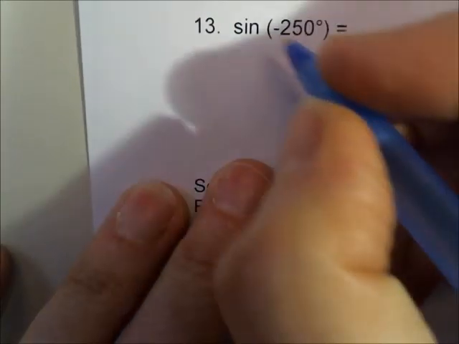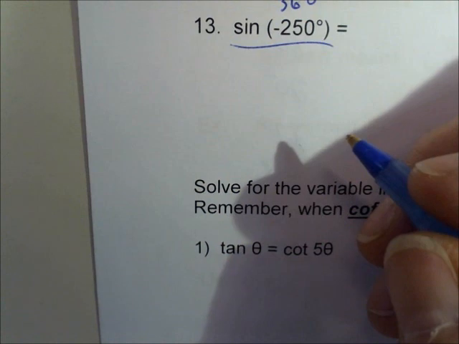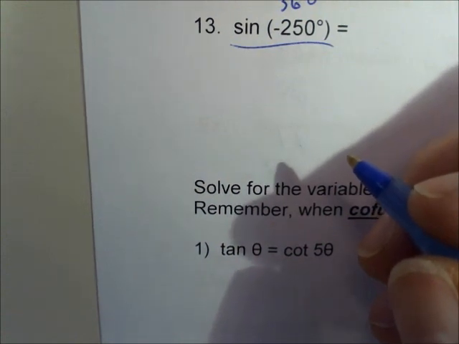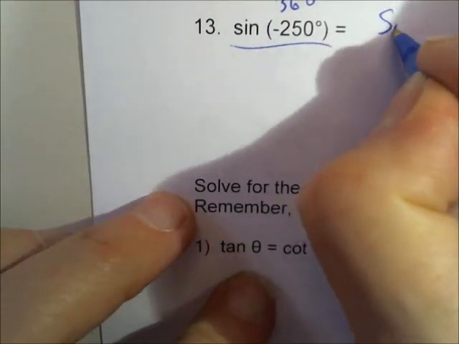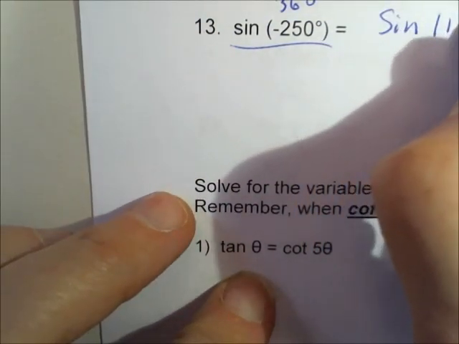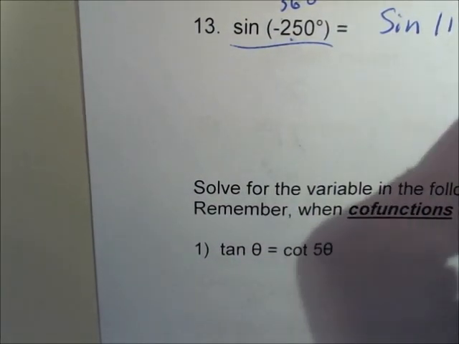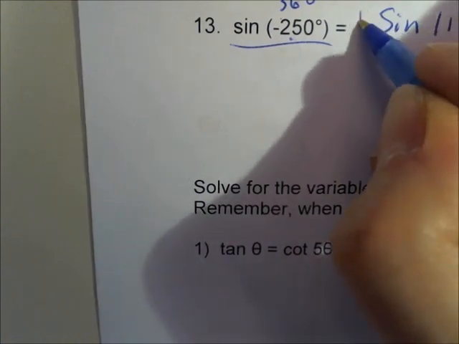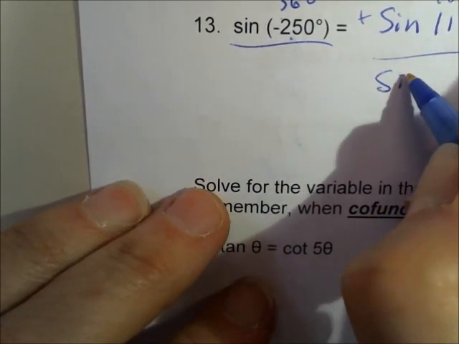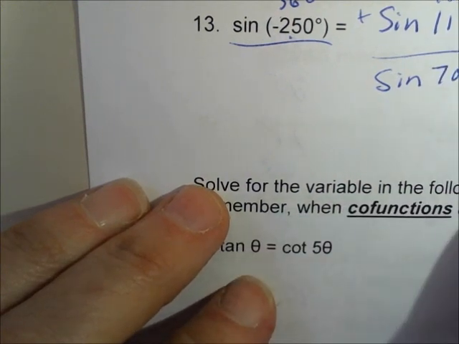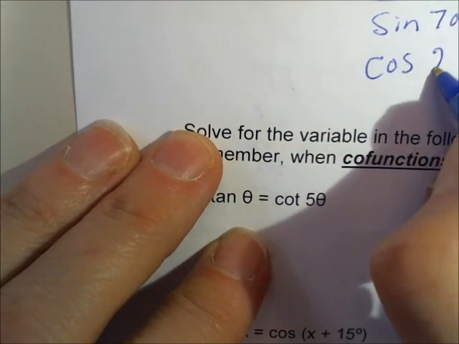Next one. Oh, we got a negative angle. We better add 360 to it to get a coterminal angle. It's the same thing as the sine of 110 degrees. 360 plus negative 250 is that. This is quadrant 2. Oh, sine is positive. That's good. So now we're going to do 180 minus 110 and get the sine of 70. And the sine of 70 is the same thing as the cosine of the complementary angle 20.